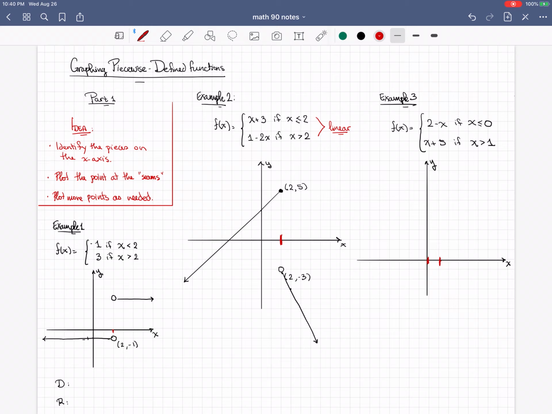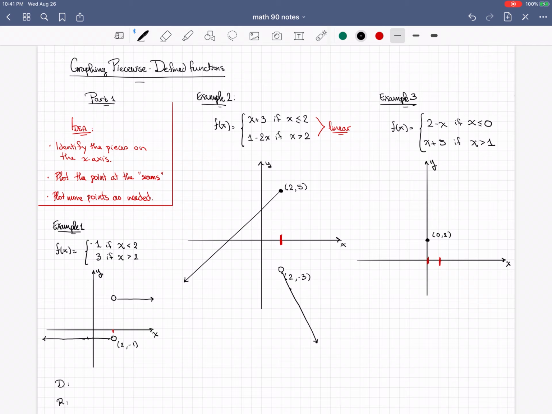All right, let's do the seams. So what do I mean by that? What I'm asking you for here is the point where the one piece ends and the other piece begins. In this case, there will be two of them because the pieces do not butt up to each other, and so the pieces don't meet. Okay, 2 minus x. If I plug 0 into that, I get 2. And notice it says here if x is less than or equal to 0. So the point 0, 2 is actually going to be filled in on my graph. I misspoke. I said 2, 0. I should have said 0, 2.